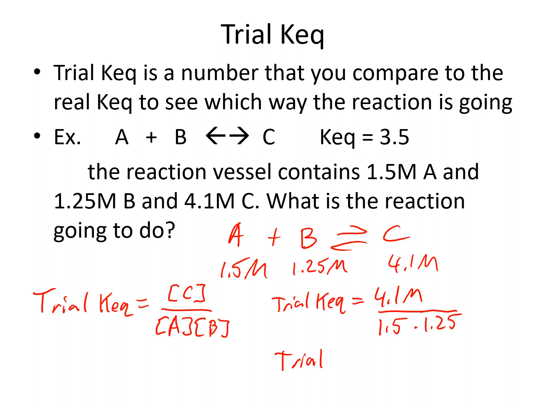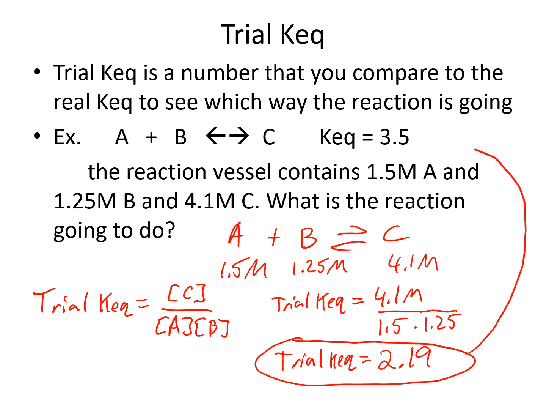So trial KEQ equals, and I take my calculator and type in 4.1 divided by 1.5, and then 1.25. I get 2.18, or 2.19 if I round it, and there's no units for trial KEQ. So now I'm going to compare my trial KEQ to my real KEQ. Now my trial KEQ is too small. It needs to become bigger.